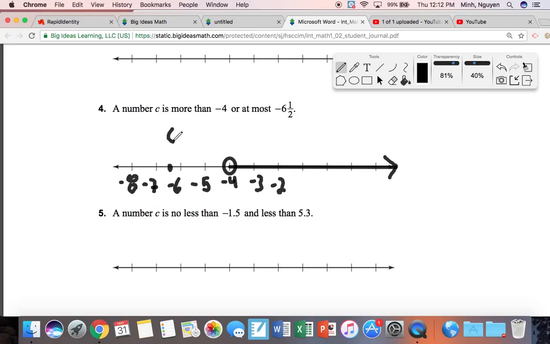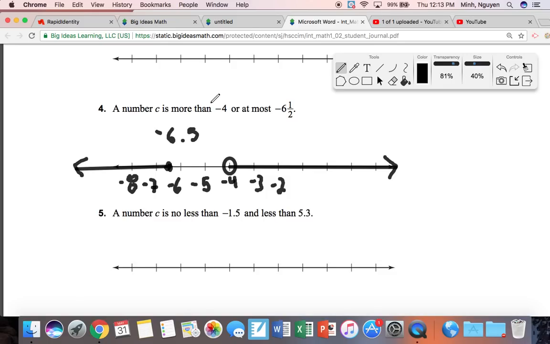Let's label it -6.5. Instead of making a little circle here, we'll just pretend that is my circle because it looks kind of circular. You can make a nicer one. And at most means it cannot be more than that, so it has to be less than that or equal to. So boom, boom.